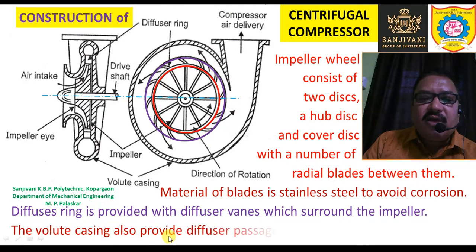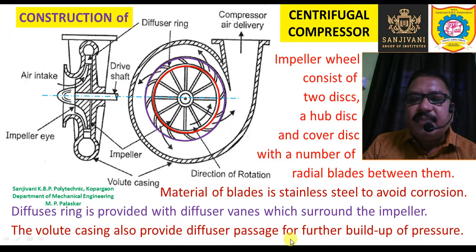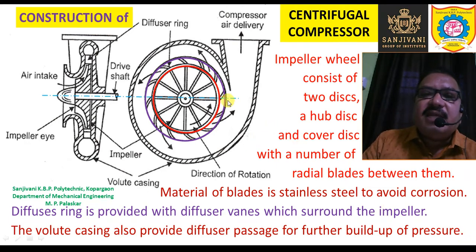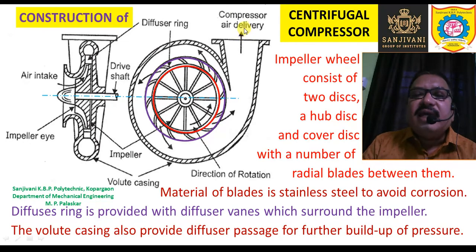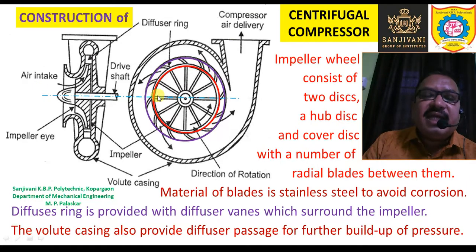The volute casing also provides a diffuser passage for further build-up of pressure. So the pressure is further built up in this volute casing, and the air is moving from the center to the outward direction, and finally it goes to the outlet and moves out of the centrifugal compressor. It enters from the center, and due to centrifugal force it moves away from the center and reaches the volute casing, and from the volute casing it moves out of the centrifugal compressor through this outlet port.